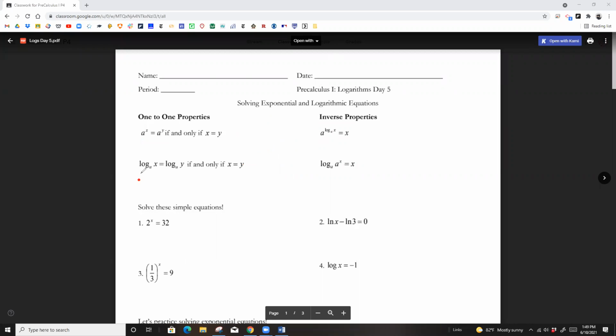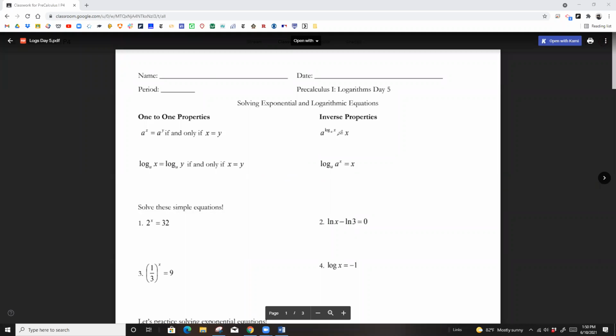If you have the log base a of x equal to the log base a of something else, as long as the bases are the same, then the numbers inside the logs have to equal each other. So if you had the log of x plus 2, and I just wrote log, so that would be base 10, and that's equal to the log of 7 base 10. Even though we don't know what the log of 7 is, we could still set these equal because it's the same log base 10 on both sides. And then there's also inverse properties.